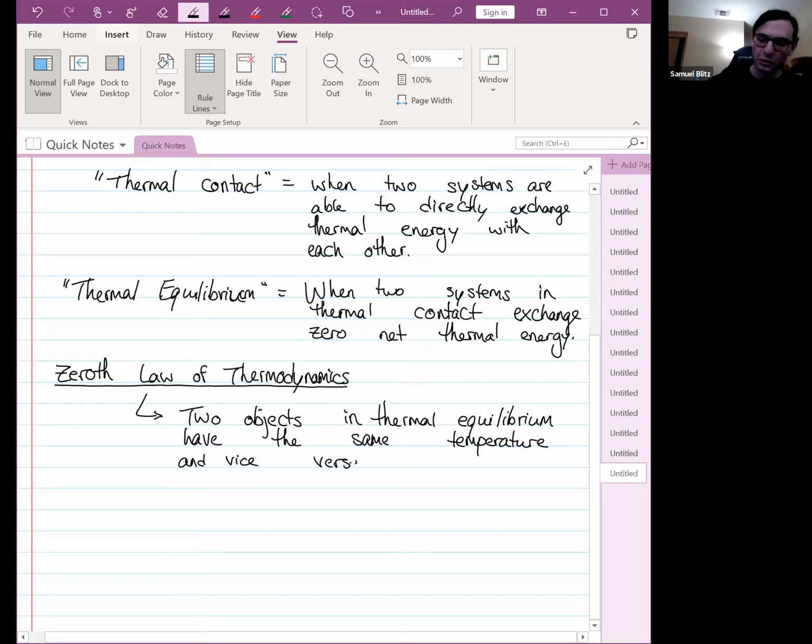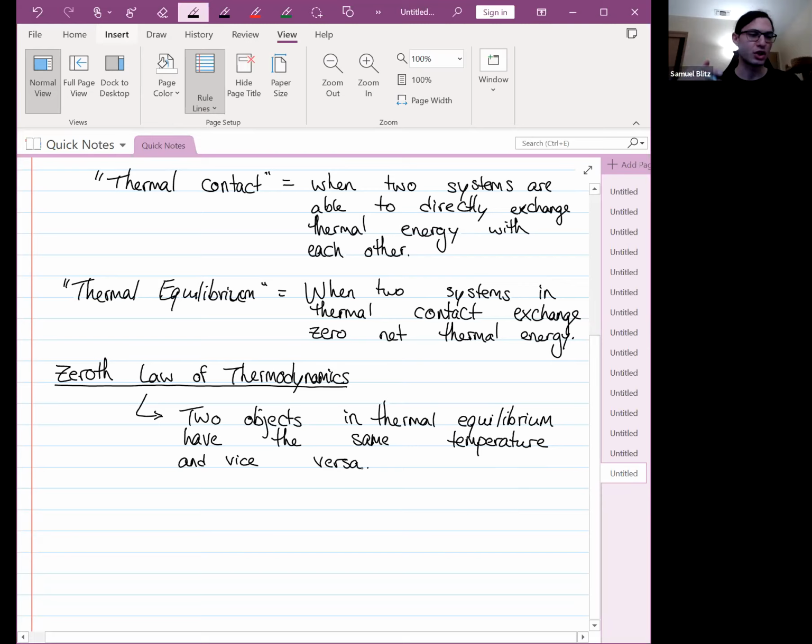So this is almost obvious. And really, it's basically just a definition of temperature, right? It's a way of saying, look, the way we define temperature is that these two things have the same temperature if they are in thermal equilibrium. That's all the Zeroth Law of Thermodynamics is. And that's why it's called the Zeroth Law. It's not really a relationship between observable things. It's kind of a definition.